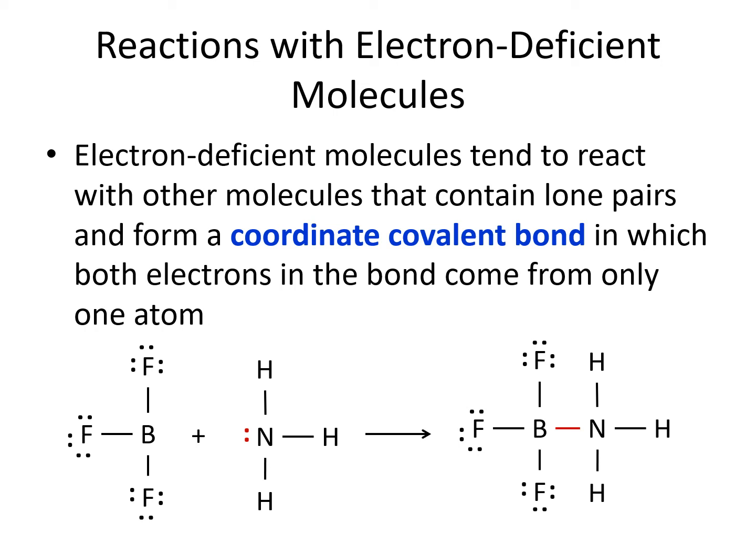Normally, a bond is formed by 1 electron from one atom and 1 electron from the other atom. This is different because both electrons come from only one of the atoms in the bond. Once the bond is formed, it's no different than any other single bond. The difference is in the origin of the bond.